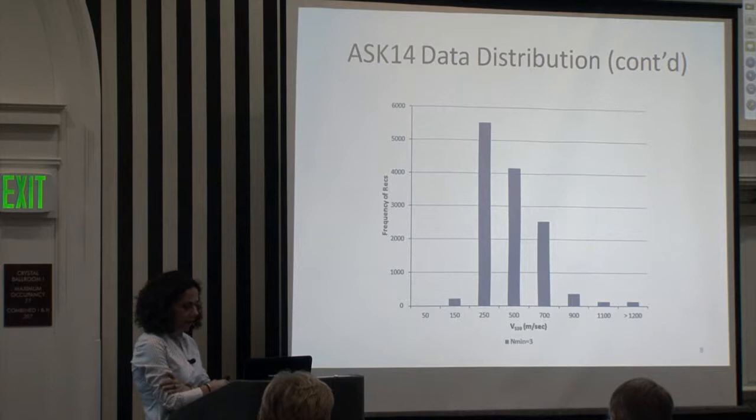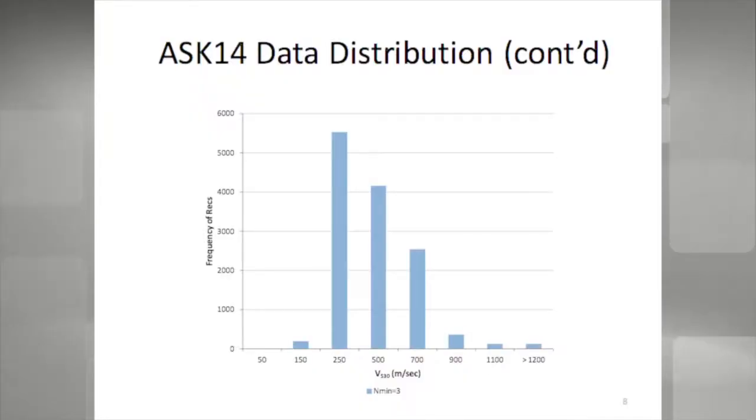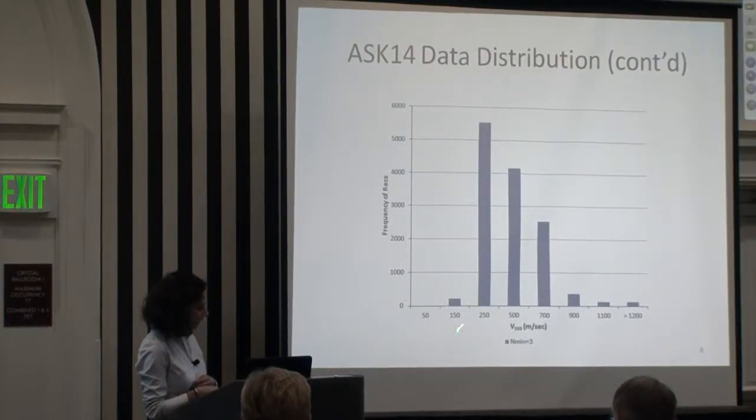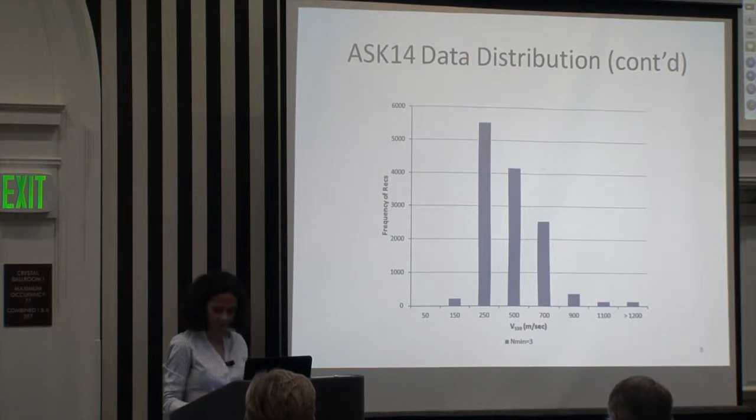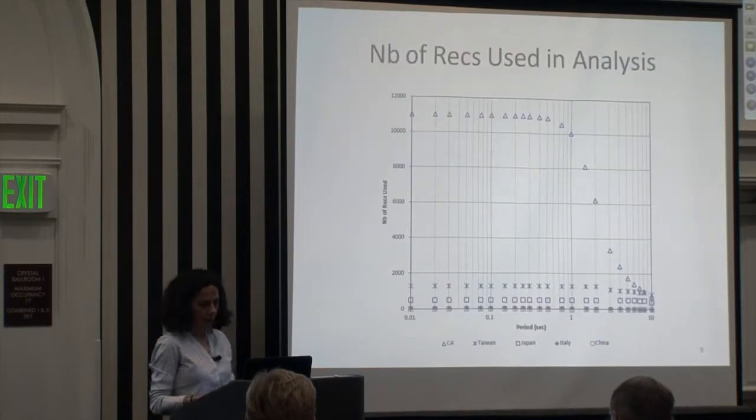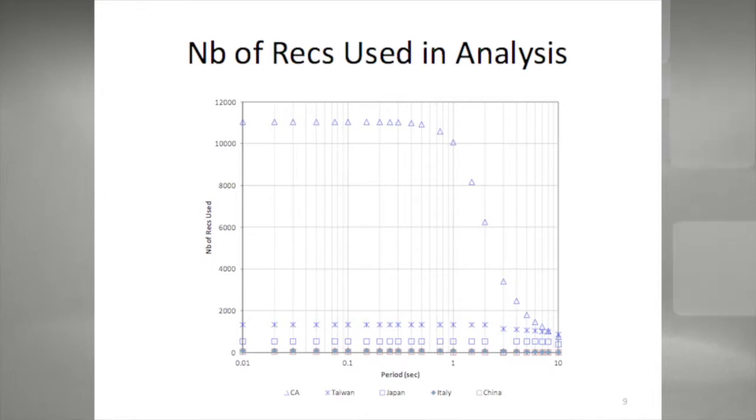So this is the frequency of the recordings versus VS30, and this is just the recordings that remain after I consider only a minimum of 3 recordings per station. And you can see most of the data comes from VS30 between 250 and 700 meters per second. This plot here shows the number of recordings used per spectral period, and you can see here that the number of recordings drop after about a period of 1, and this is due to the minimum usable frequency of the data.